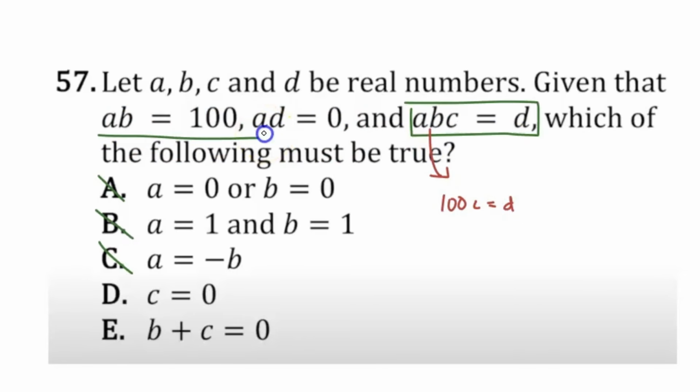And then we can actually use the second expression, A times D equals 0. Okay, so A times D equals 0. We already know that A cannot be 0, right? So therefore we know that D must be 0 because A times D equals 0. So how does D become 0? Well, we know that A times B is 100. So the only way for D to become 0 when AB is multiplied by C is for C to be equal to 0. And therefore D is our correct answer.